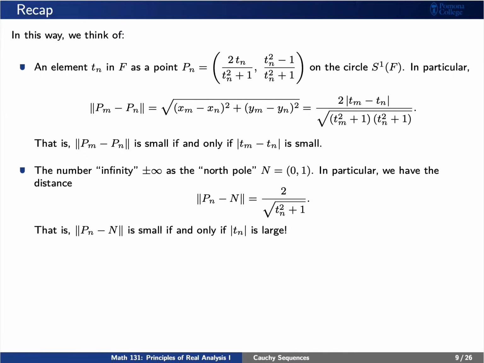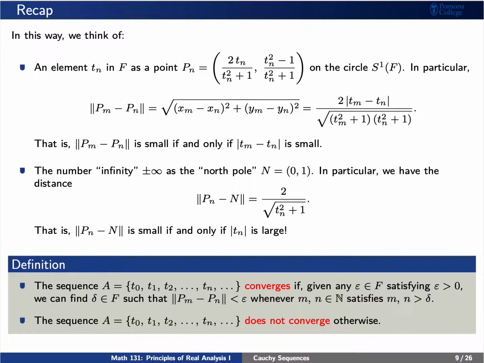Similarly, we can think of infinity, that is plus or minus infinity, as the north pole on the unit circle, namely the point (0, 1). This means that we could take a look at the distance between a point, p sub n, on the circle and the north pole, capital N. In particular, the Euclidean distance between p sub n and capital N is very small if and only if the absolute value of t sub n is large.